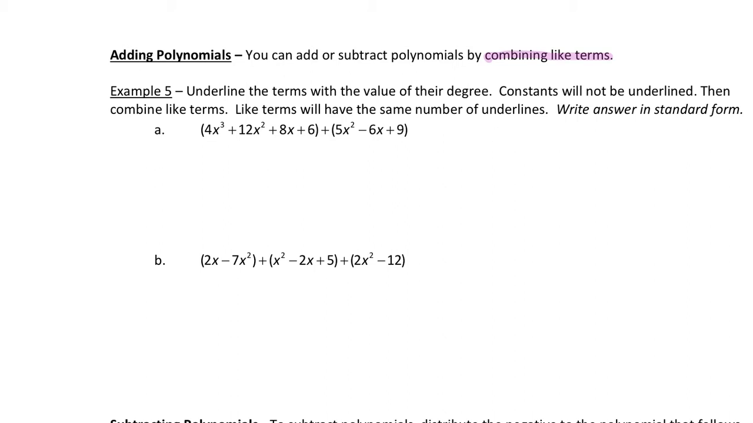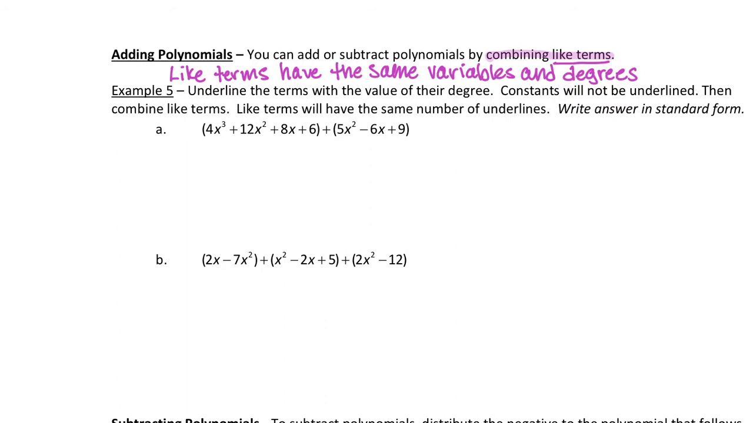What does it mean for something to be a like term? It's important to remember that like terms have the same variables and the same degrees. So you can't add, for example, this cubed term to this squared term. They're not like terms, because one is cubed and one is squared, so you're not allowed to combine those.